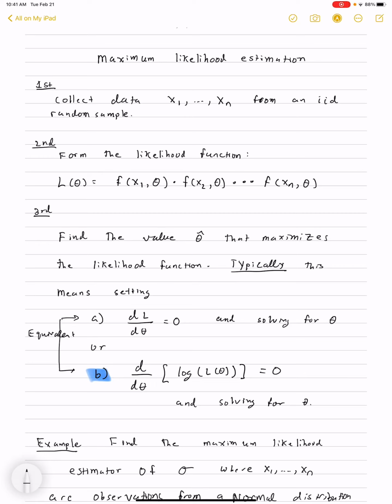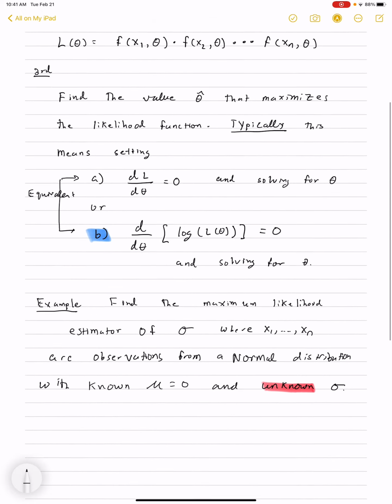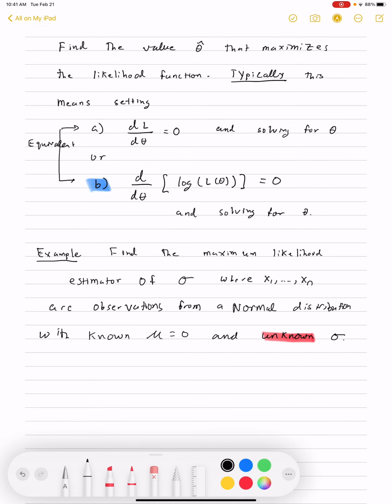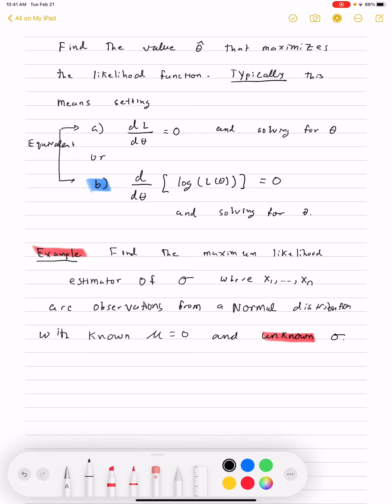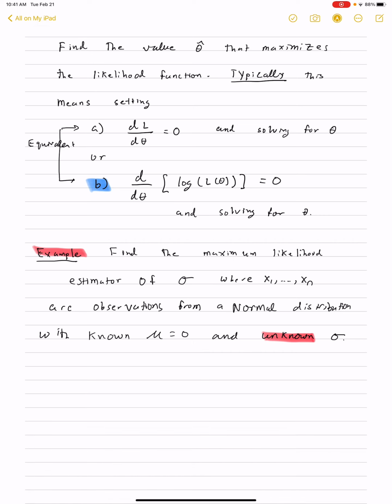Today I want to give you another example of maximum likelihood estimation. Maximum likelihood estimation is outlined here, and we've gone over these steps. Okay, we're going to go over this example in which we're asked to find the maximum likelihood estimator for sigma, where the data comes from a normal distribution with known mean equal to 0 and unknown standard deviation sigma.